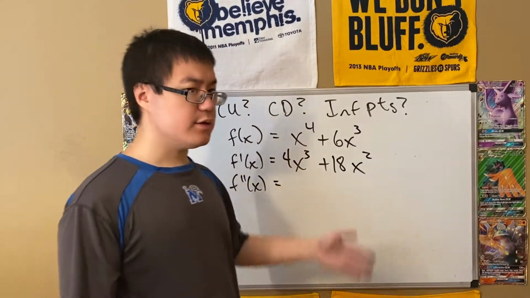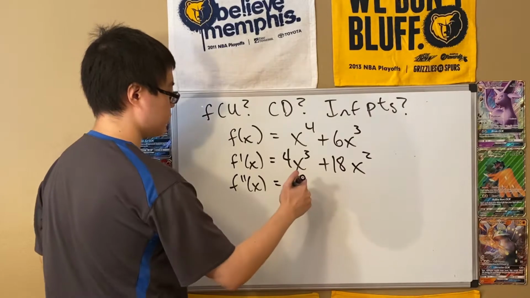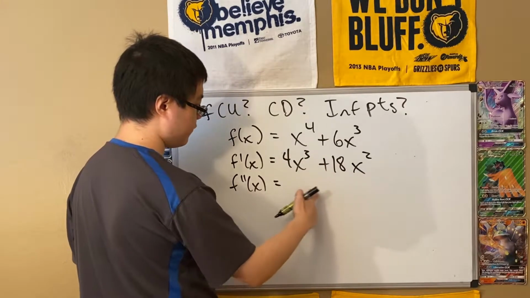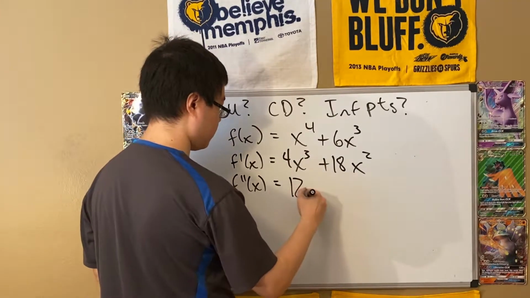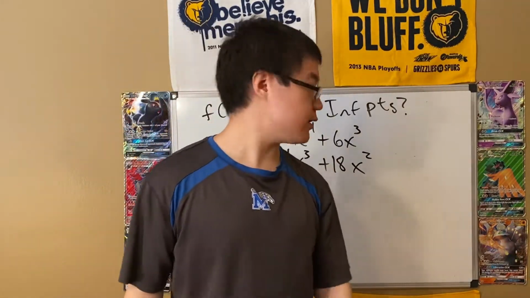Then we do it again, because again, automatically go for that second derivative. So in this case, the 3 drops down to the 4. They meet each other. That's going to be 12x squared. Then the derivative of plus 18x squared.